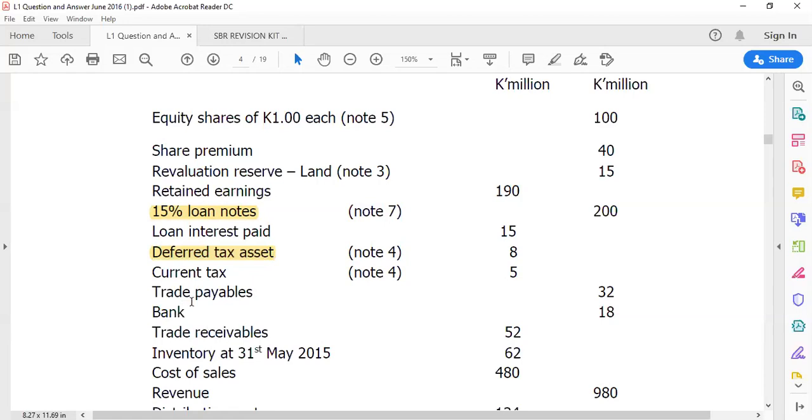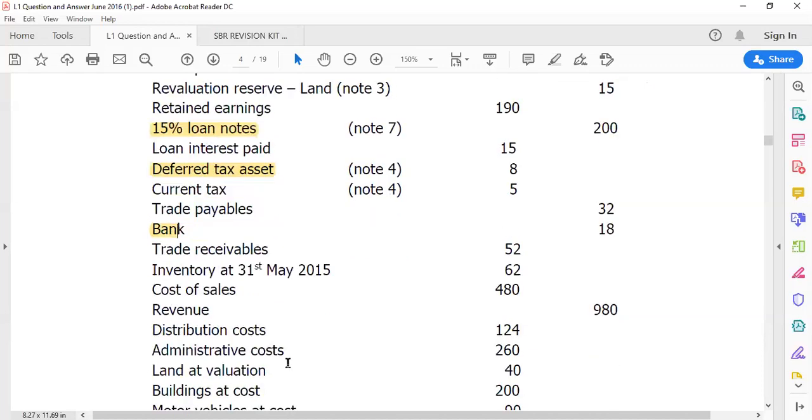Okay, current liabilities, we've got payables, we've got bank. Now see where the bank is. The bank is an overdraft. You see that it's on the credit side, so that's an overdraft. So we've got the bank overdraft under current liabilities, and then, of course, there's always interest under current liabilities. Accrued interest, it is always there.